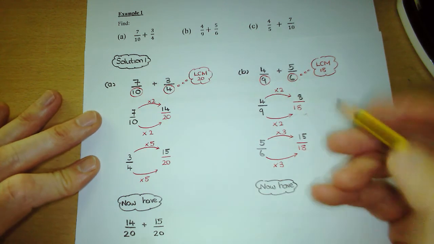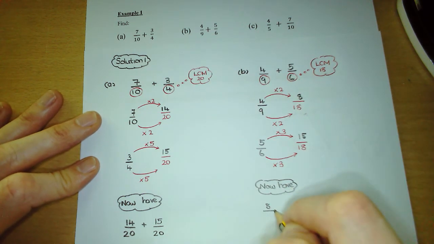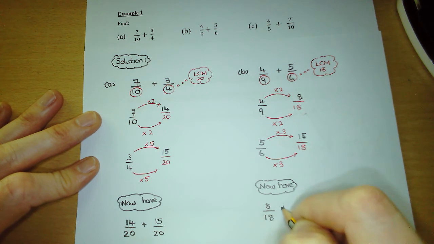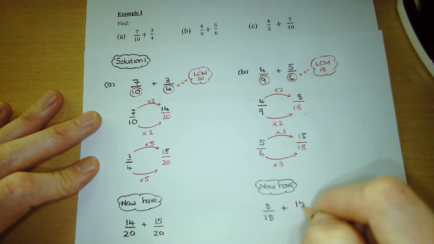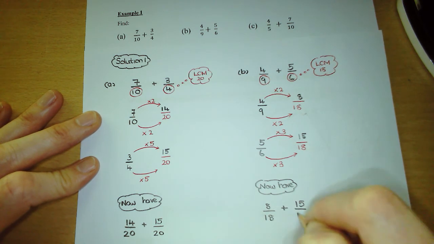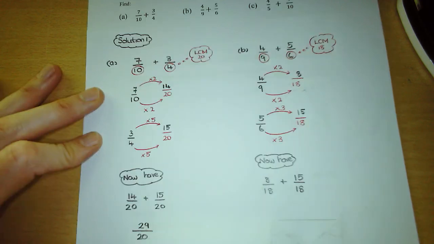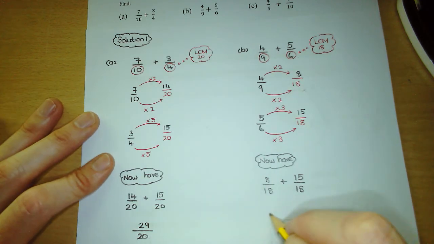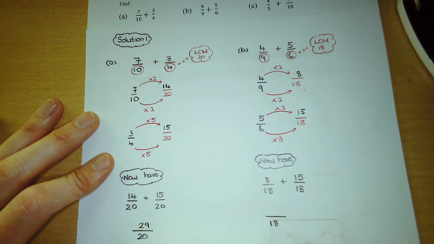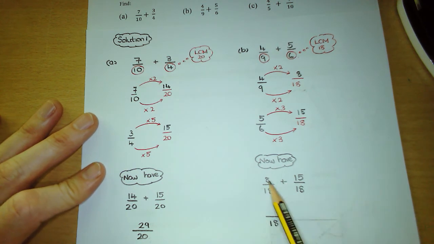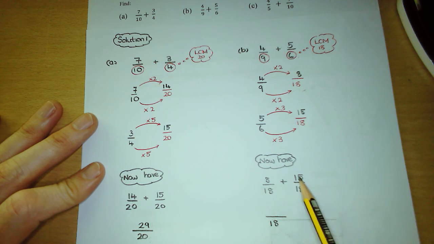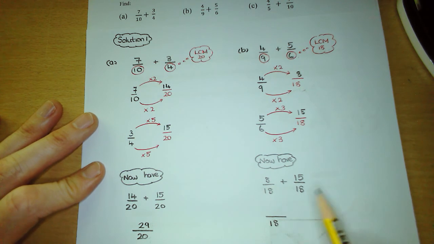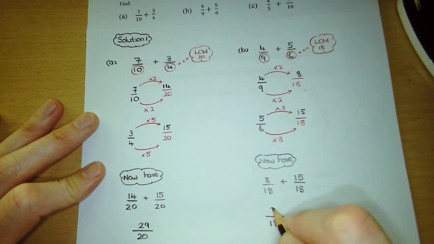So we have 8 over 18, and we're adding 15 over 18. Now that both fractions have the same denominator, we can write our answer down as a single fraction with that denominator of 18. That then allows us to add the two numerators. So 15 plus 8 is going to give us 23.